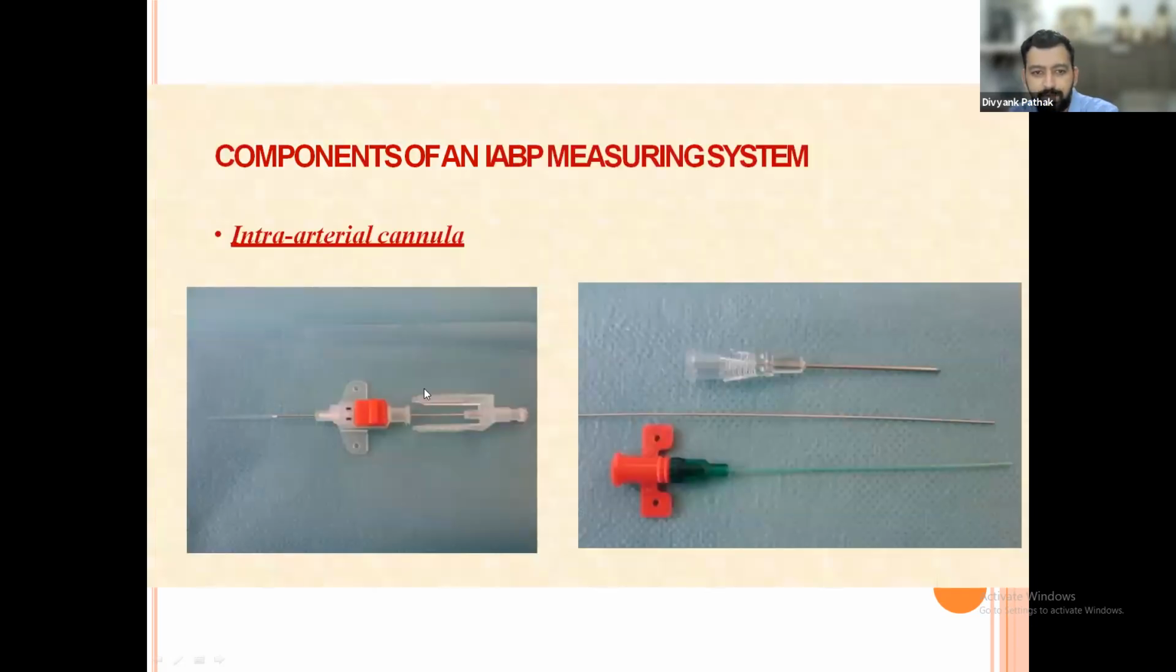Now these are the components: intra-arterial cannula. There are different types of intra-arterial cannula. In small kids, we can use a normal cannula, which is a venous cannula, or in large adolescents, we can use a proper arterial cannula, where we have a stylet inside, a proper needle, and then the catheter.